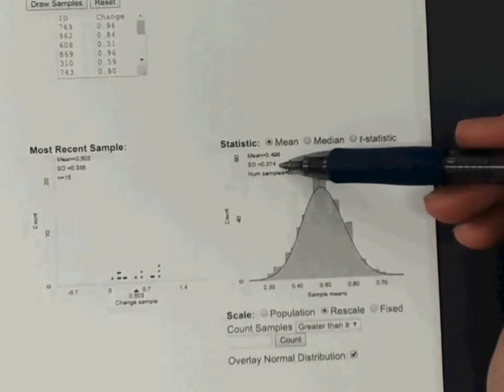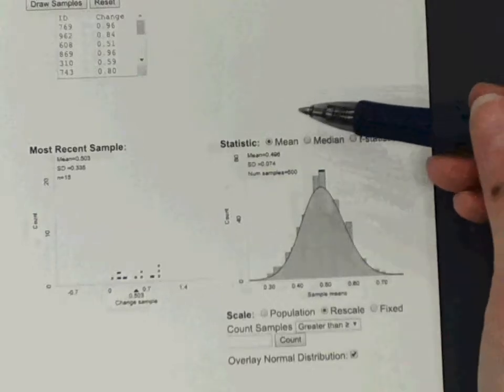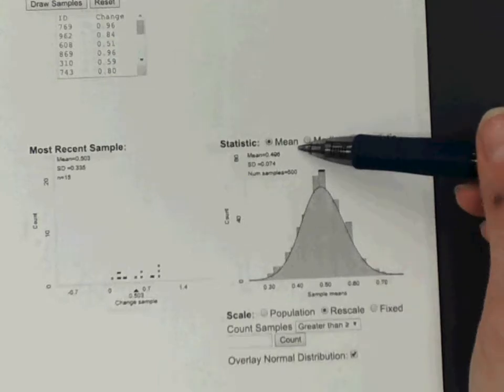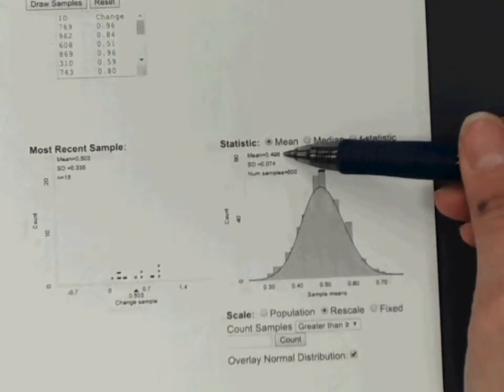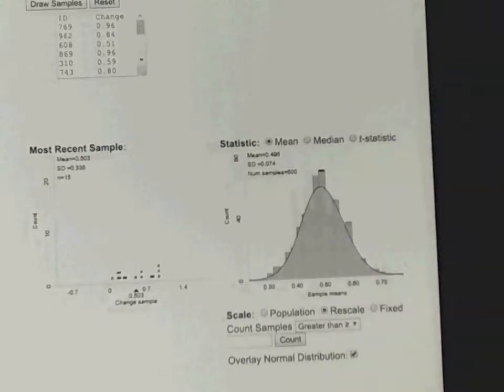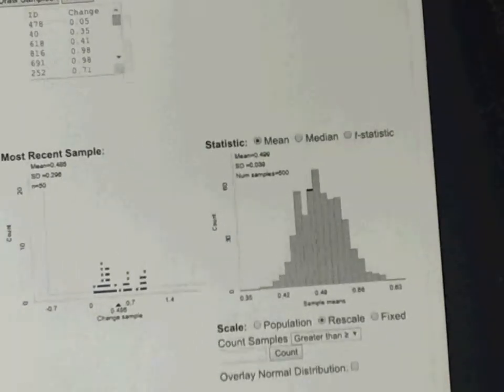The next problem wants us to increase it to a sample size of 50, and think about for a moment what would happen to that mean and standard deviation. Chances are our mean will probably stay the same, or at least similar, and our standard deviation is probably going to get smaller if it follows the same pattern as before. And if we notice, that is exactly what happened.